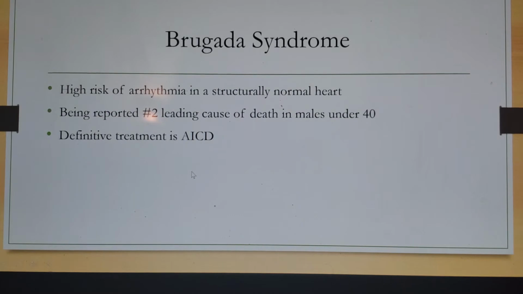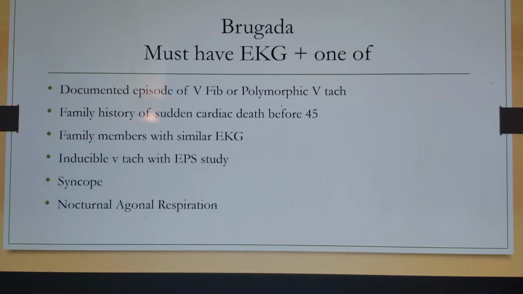Brugada syndrome, this is another important one to know. High risk of arrhythmia in a structurally normal heart. It's the number 2 leading cause of death in males under 40, just behind hypertrophic cardiomyopathy. This one's a little scary because the only definitive treatment is an AICD. This is another one that you may just pick up in a routine screening EKG or an EKG done for another reason, but it can save a life.